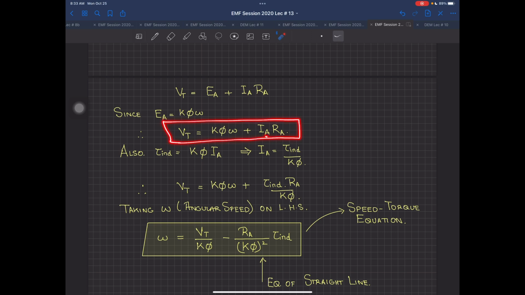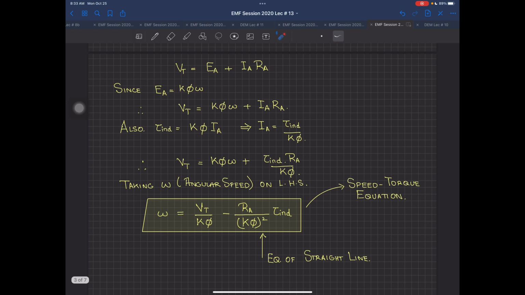Now why am I doing this? Because Ea cannot be found. It cannot be measured. There is no way you can actually measure it, because this is the internally induced EMF inside your machine, and in our motor case, this one is the back EMF of your machine. So Vt is equal to K phi omega plus Ia Ra.